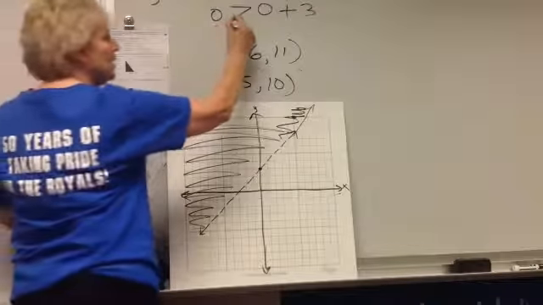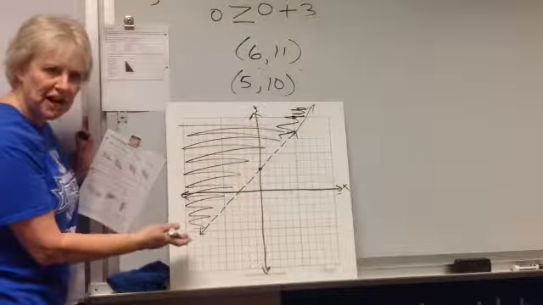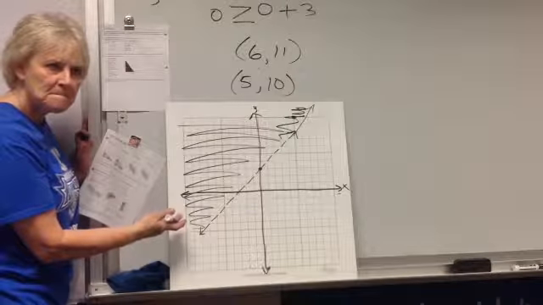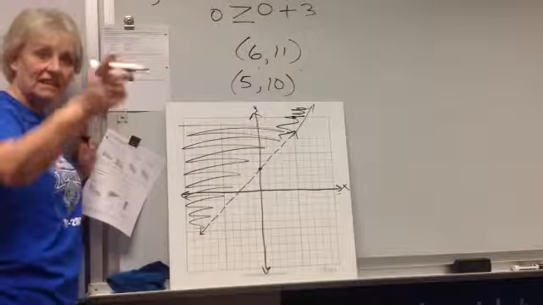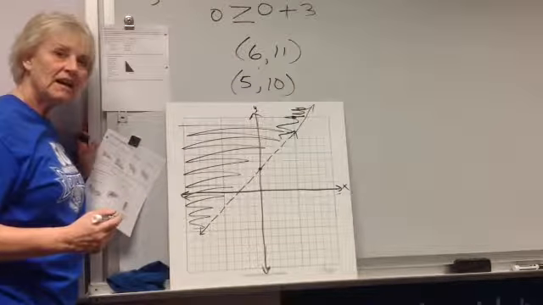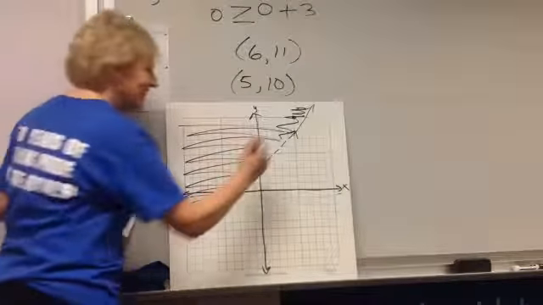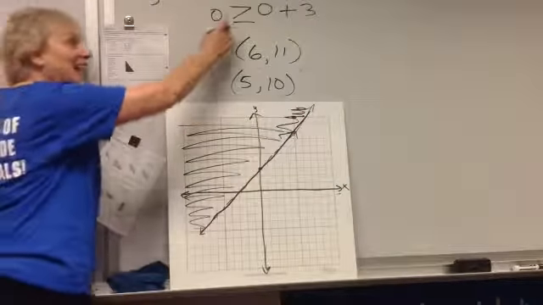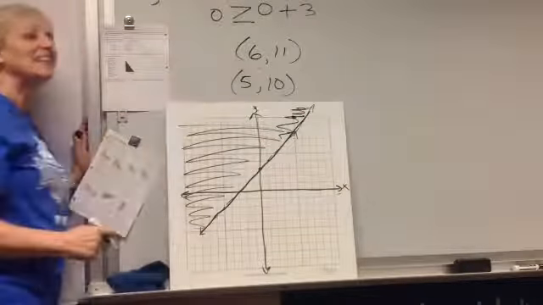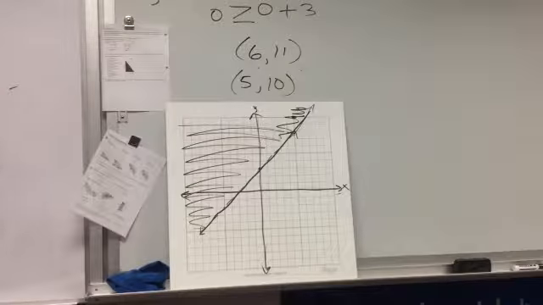If this was greater than or equal to, how would I change it? That means all the ones on the line work. Make it a solid line. Thank you. Okay, because all the ones on the solid line now work. So, if it's greater than, it's a dashed line and everything above it. Make sense? Or you can just do a test point.